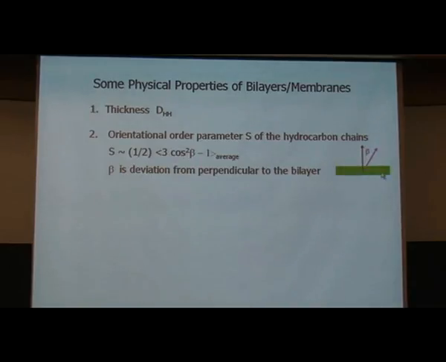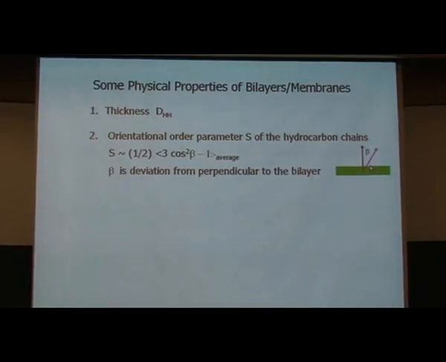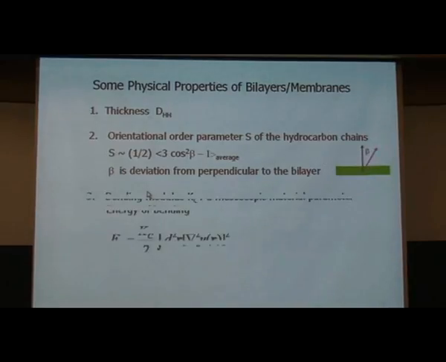So here's my bilayer. I've just drawn it as a slab. And here's the perpendicular. And the orientation, how far it deviates from the perpendicular. If you have a perfectly oriented bilayer, everything is straight up, you might say. But then as you get all those fluctuations, then you get deviations. And this gives you a measure of those deviations, which is called the orientational order parameter.